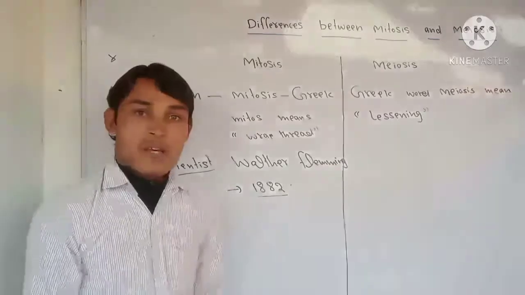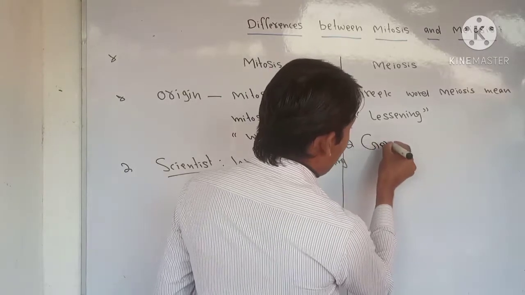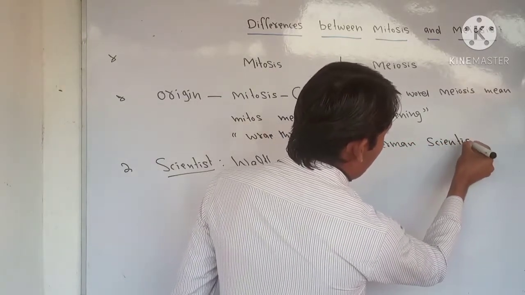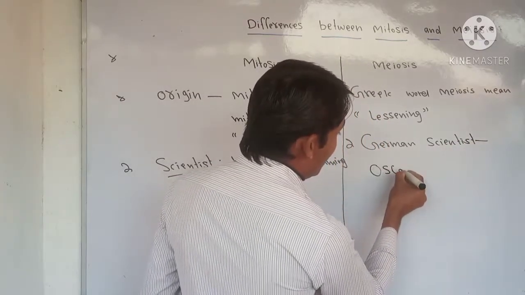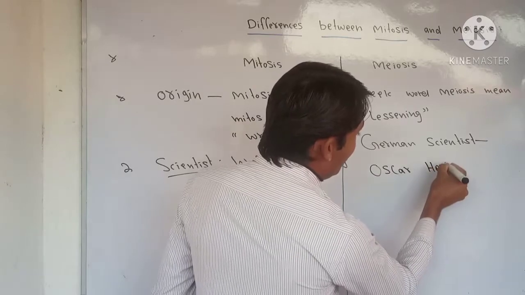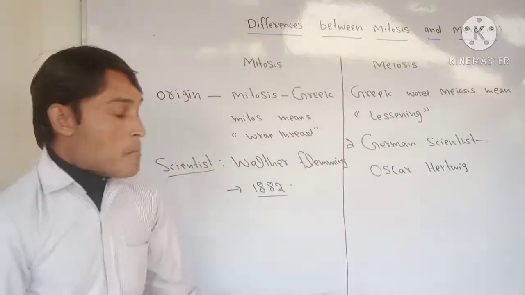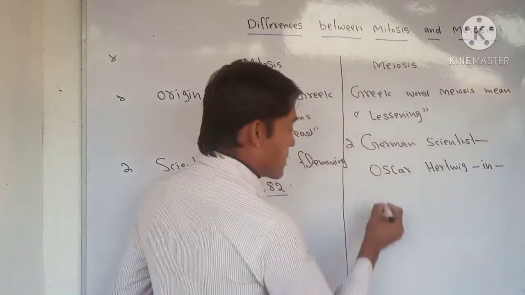Now, who coined the word meiosis? He was a German scientist. His name is Oscar Hartwig, and he coined this word about 1876.